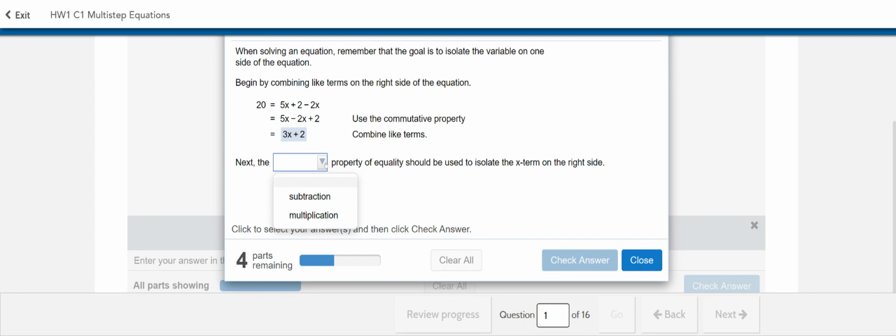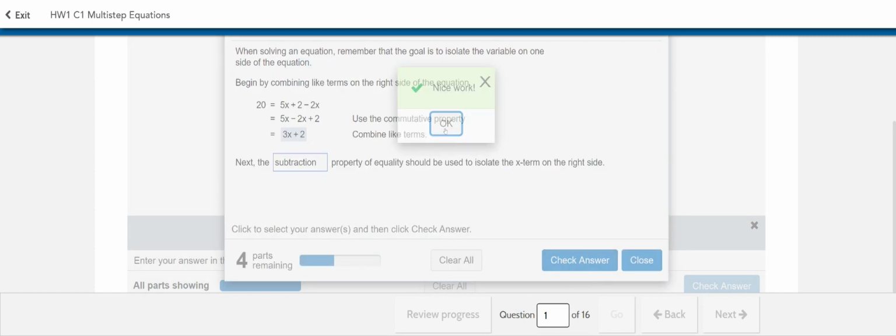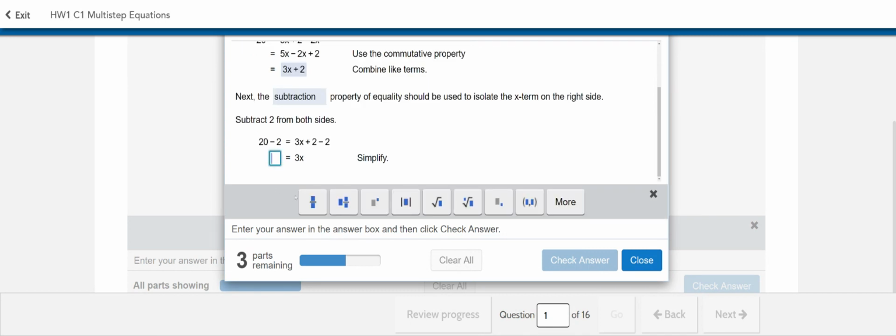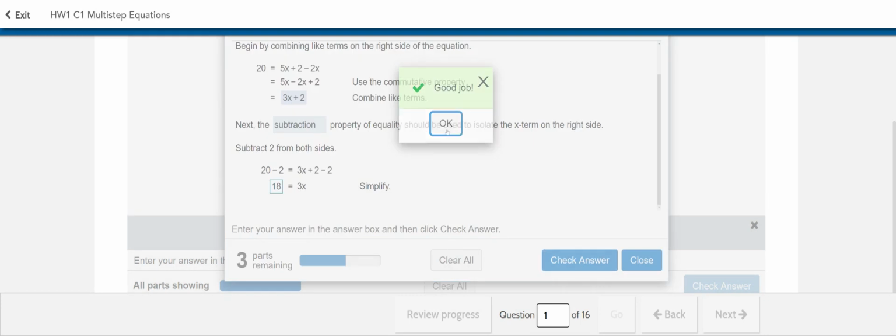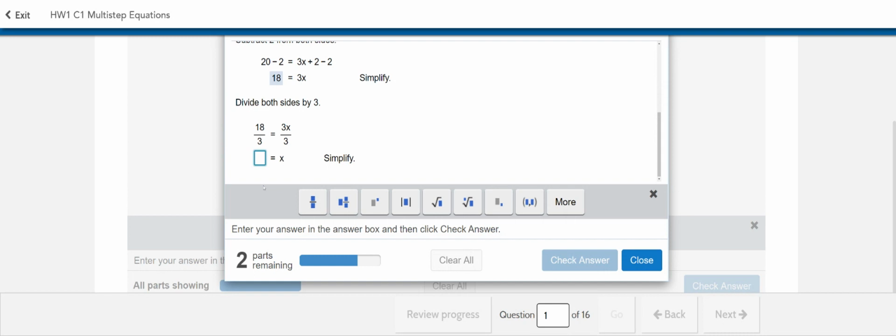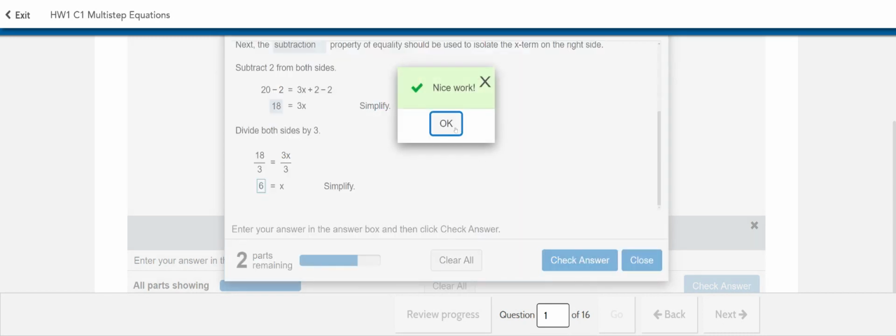So now I'm going to next use the subtraction property of equality to isolate the x term on the right side. If it was a negative sign, it would be the addition property. All right, now we're going to subtract the 2 from both sides. So 20 minus 2 is going to give me 18. Check answers. Well done. Good job. Then we're going to divide 18 by 3, which is going to give me 6. Check answers. I got the answer correct.